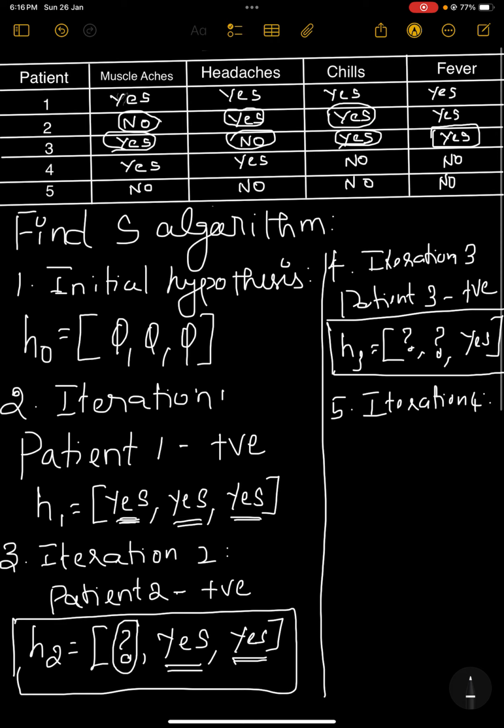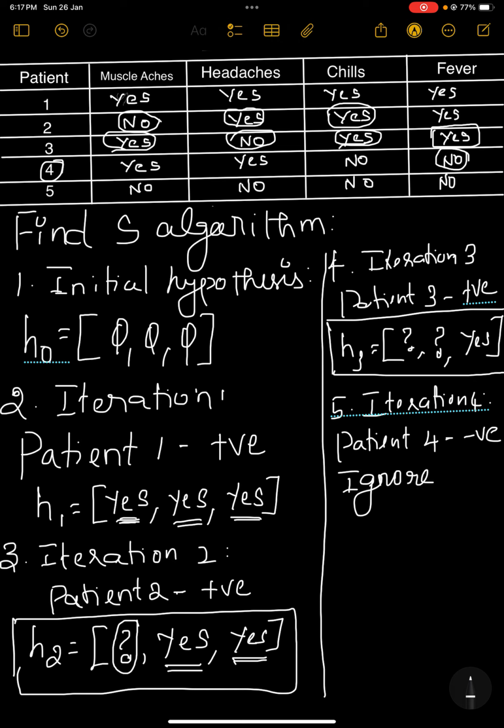in iteration 4, we will be taking the next patient's data for training the model. So the next patient is patient 4. First we have to check whether it is a positive or negative outcome. So for the fourth patient, the outcome, fever, is no. So it is a negative outcome, which is negatively contributing to predicting the fever. If it is a negative outcome, we will not take any insights for learning from that particular sample. So now your machine learning model, which is using the Find-S algorithm, will ignore this sample since it is negatively contributing.